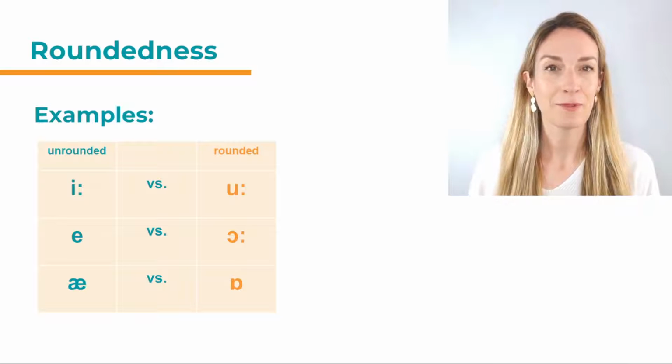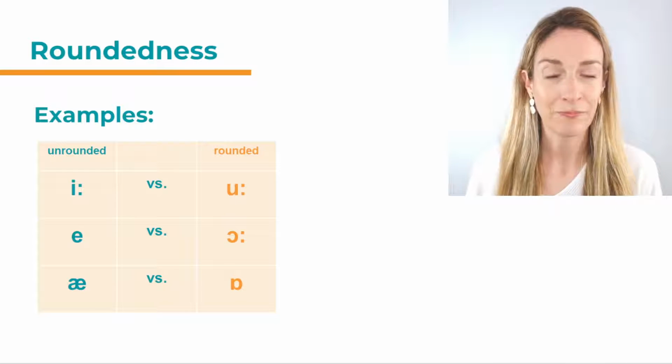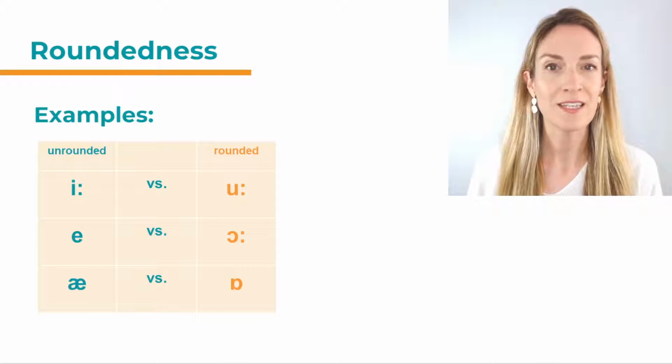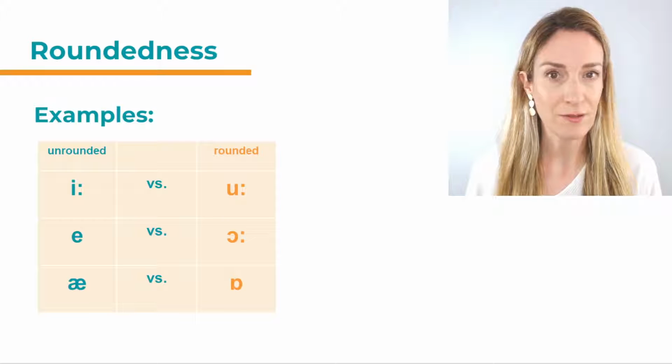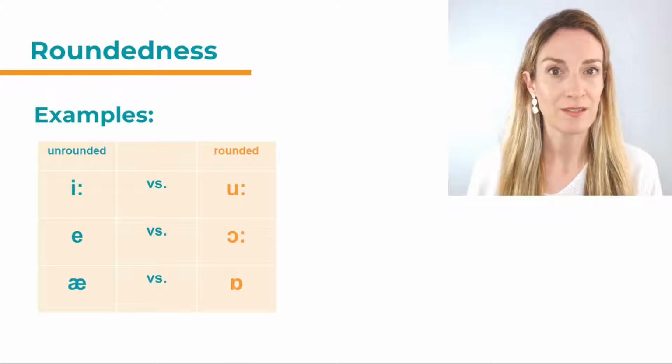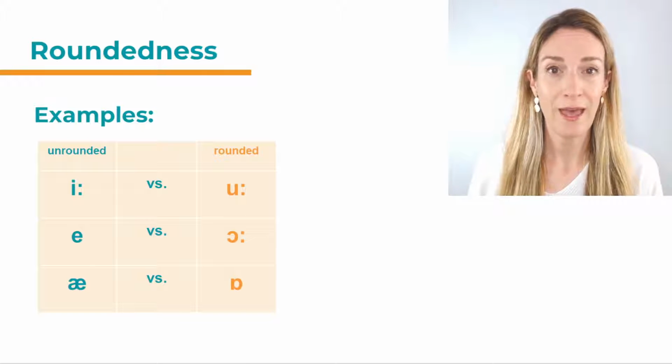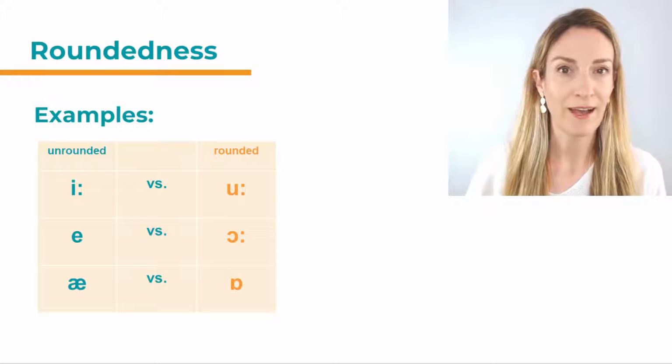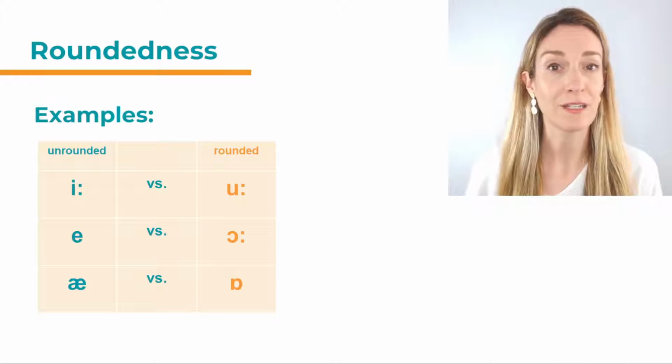Here are some examples to make this clear. On the left, you can see some unrounded vowel sounds in English, and on the right, some rounded ones. So I'm going to say each pair. I'll start with the left and then move on to the sound on the right so you can contrast, and I would encourage you to have a look at my lips.